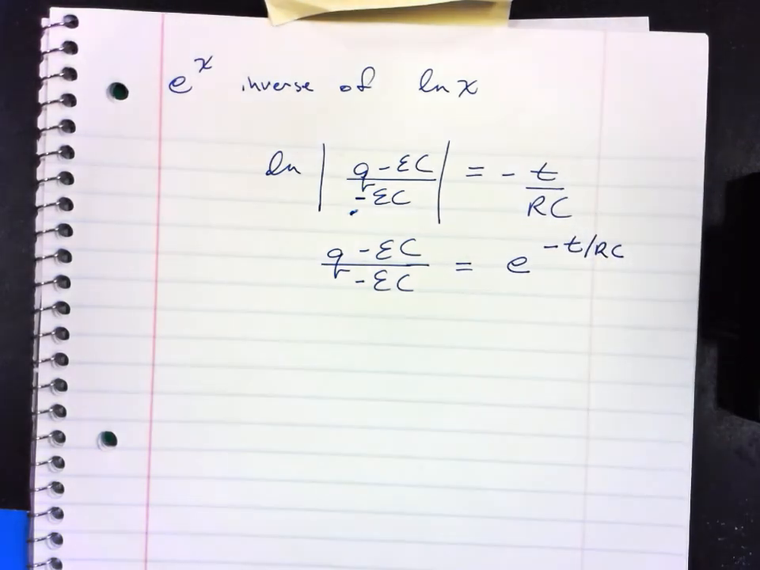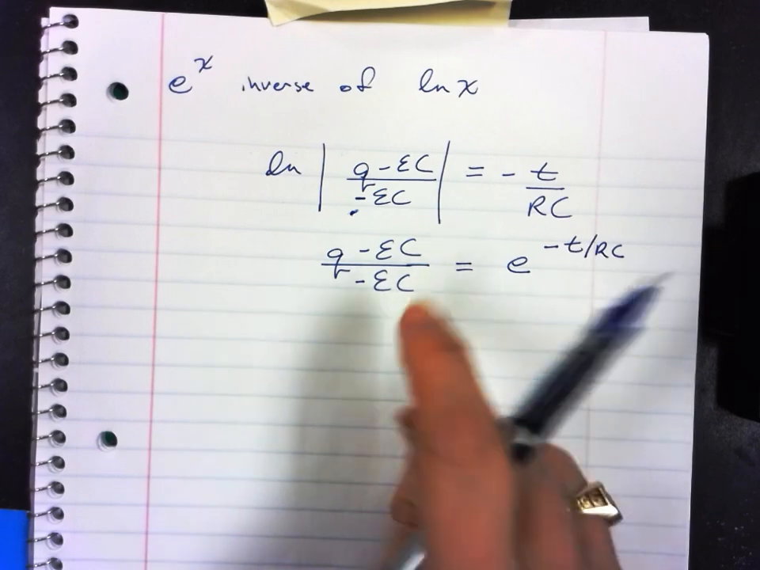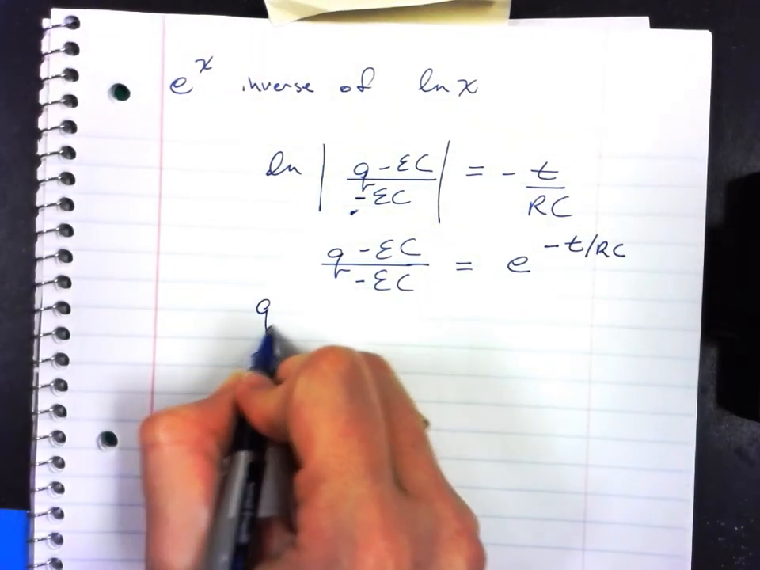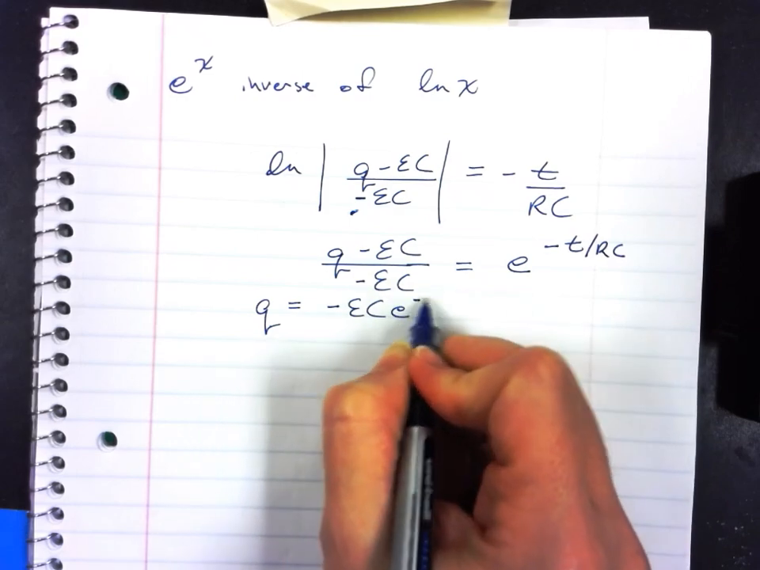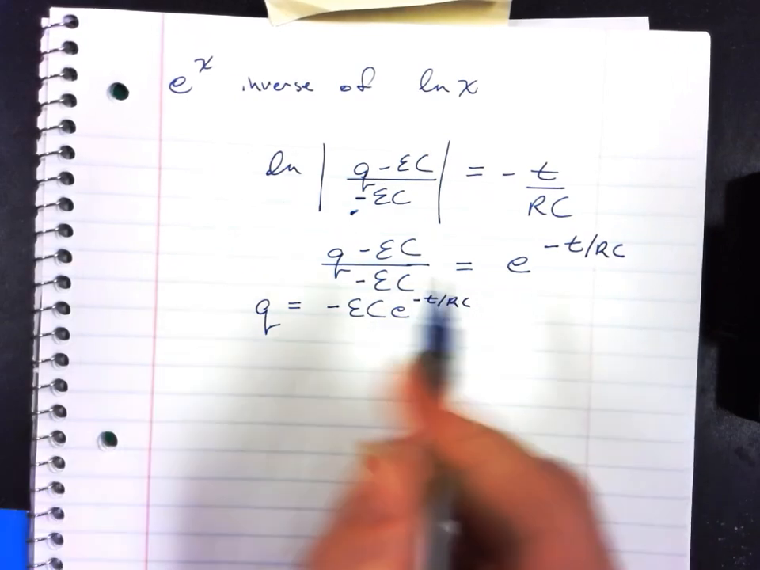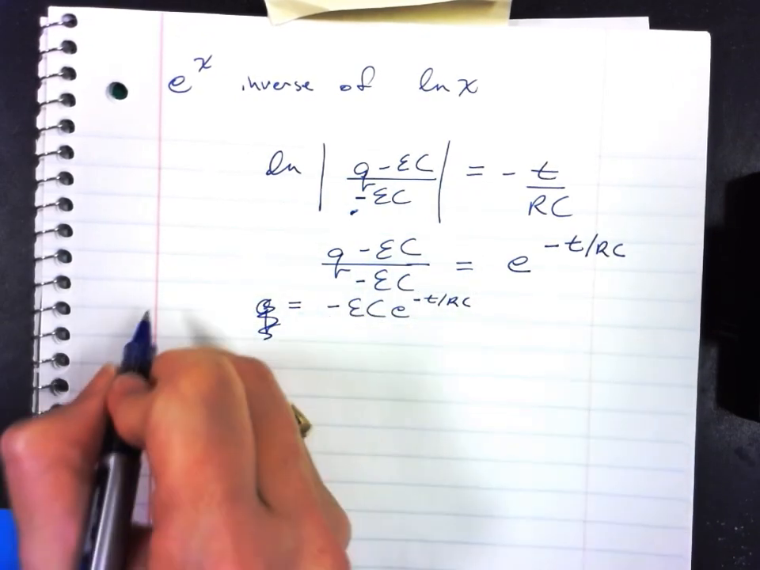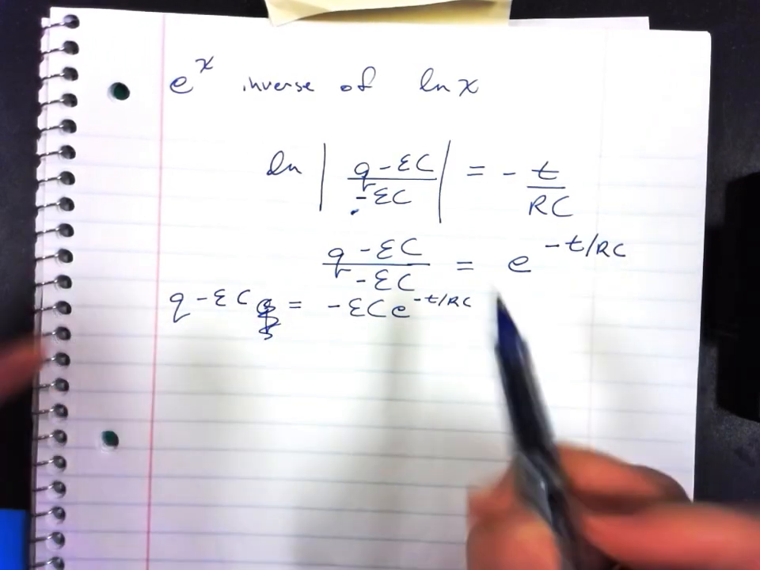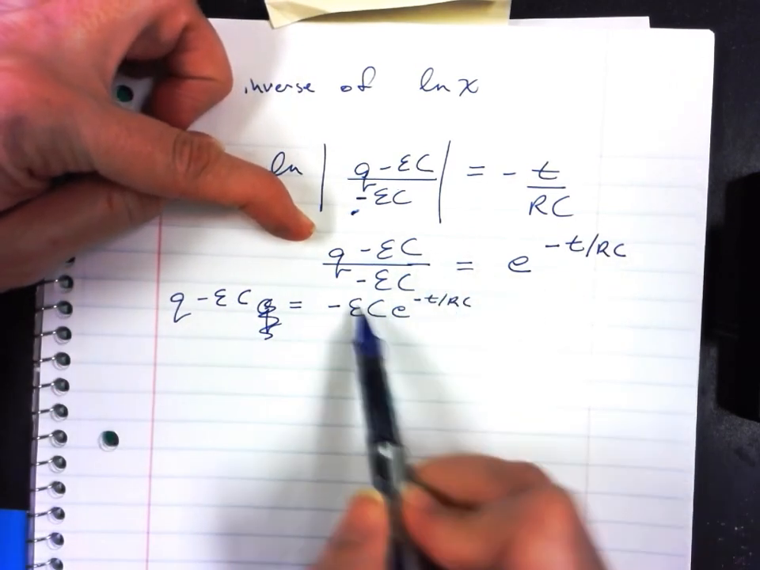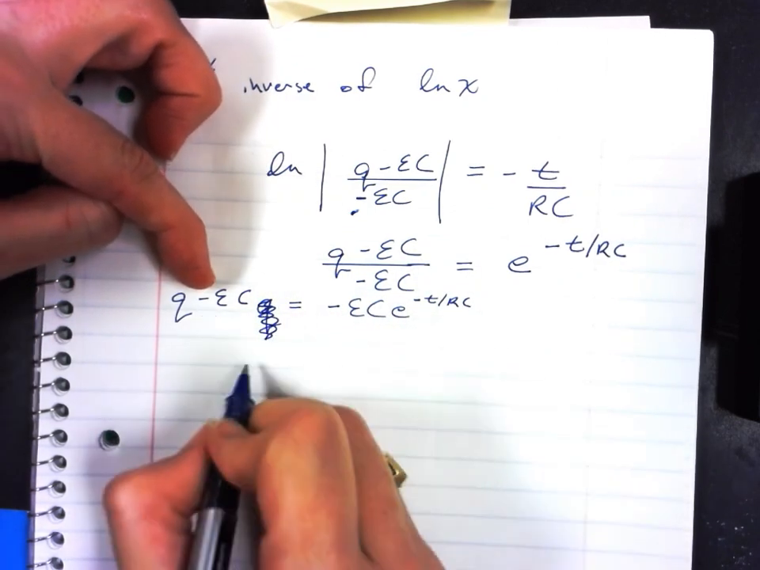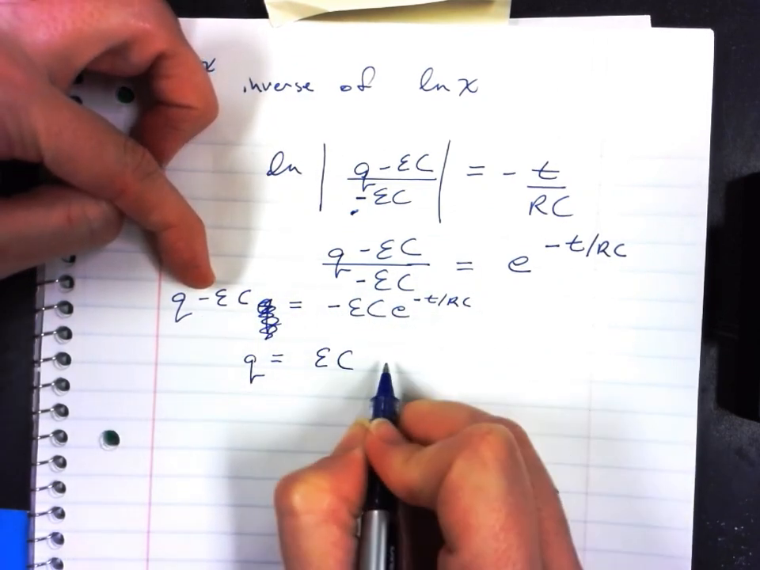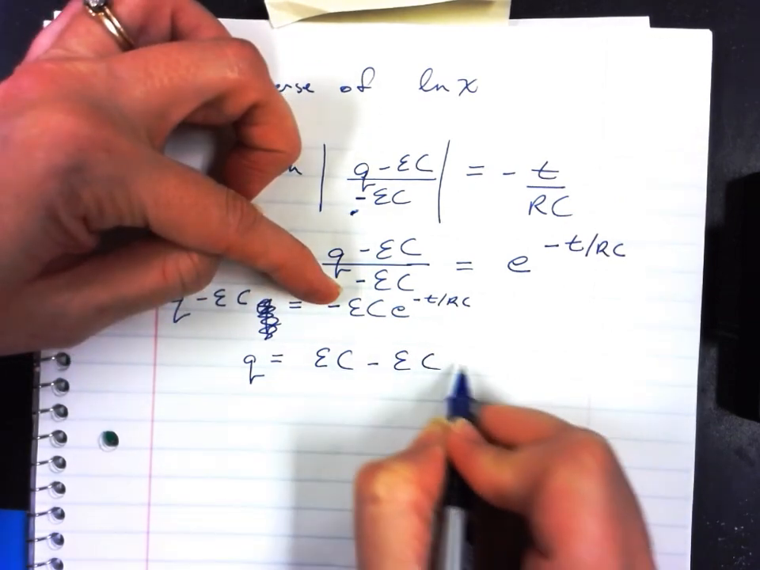And now we just have to do some cleanup. So I'm going to multiply through. So Q equals negative EC little e to the negative t over RC. Oh, no. The numerator is Q minus EC. I'm sorry. Numerator is Q minus EC. I'm multiplying by the denominator. Now I'm going to add EC, and then I'm left with this.